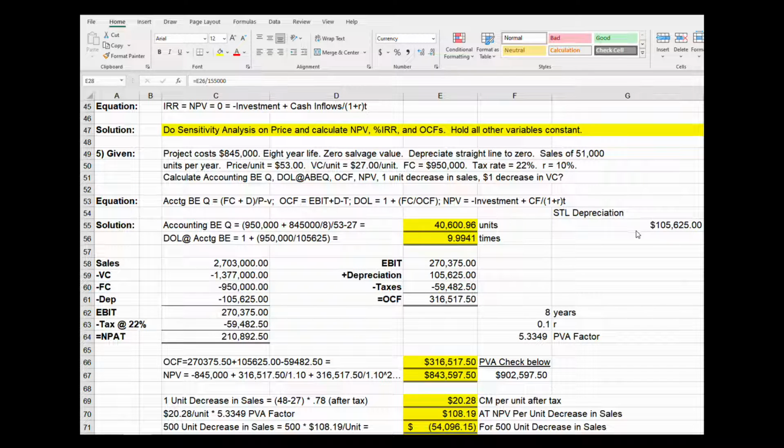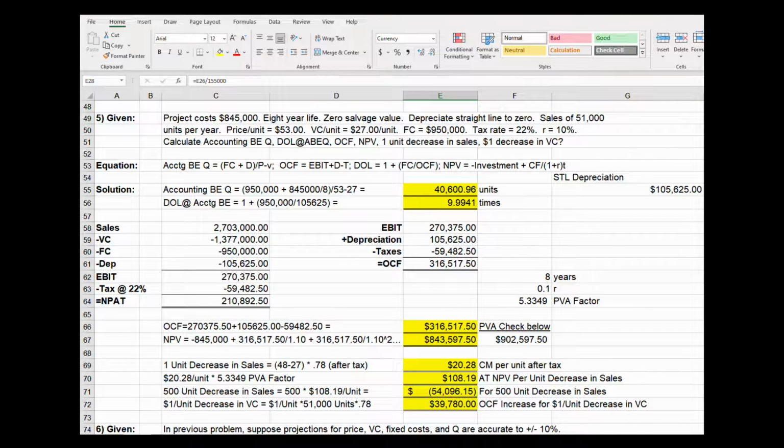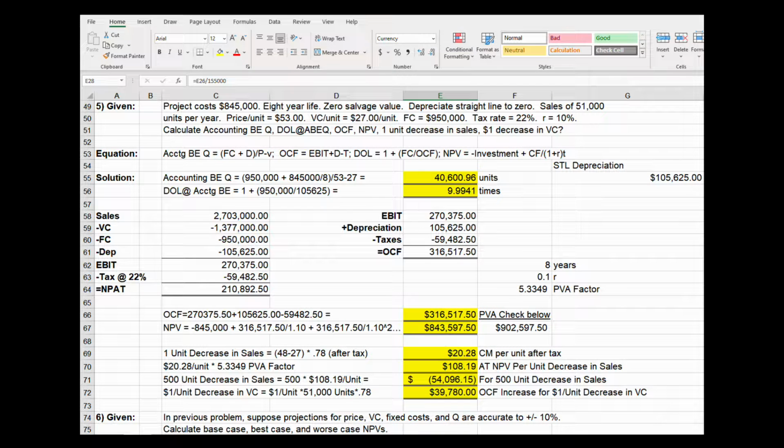Moving on to problem number 5, we have a project that costs $845,000, 8-year project, zero salvage value, depreciated straight line to zero, sales of 51,000 units per year, price is $53 per unit, variable cost $27 per unit, fixed cost $950,000, tax rate is 22%, and the required rate of return on this project is 10%. Calculate the accounting break-even, the degree of operating leverage at the accounting break-even quantity, OCF and NPV for 1 unit decrease in sales and then 1 unit decrease in variable cost.